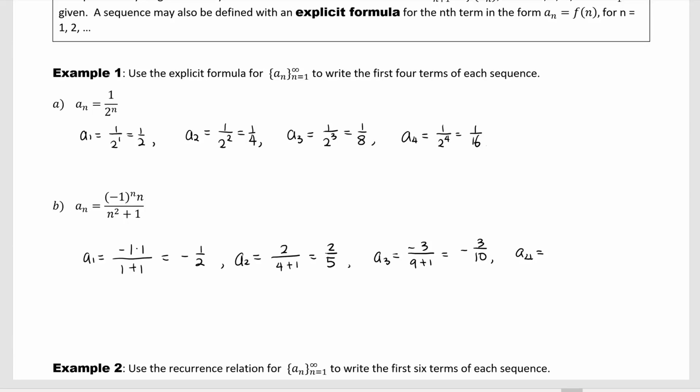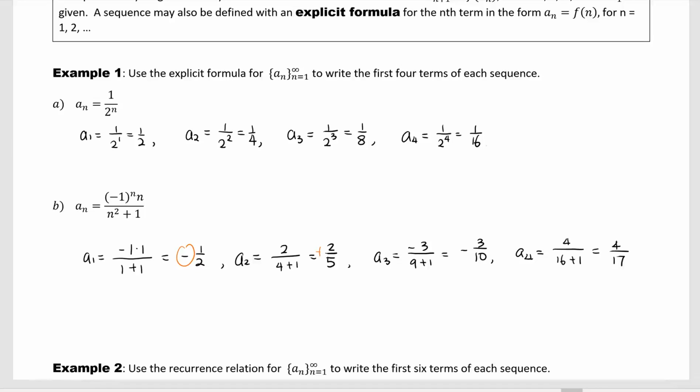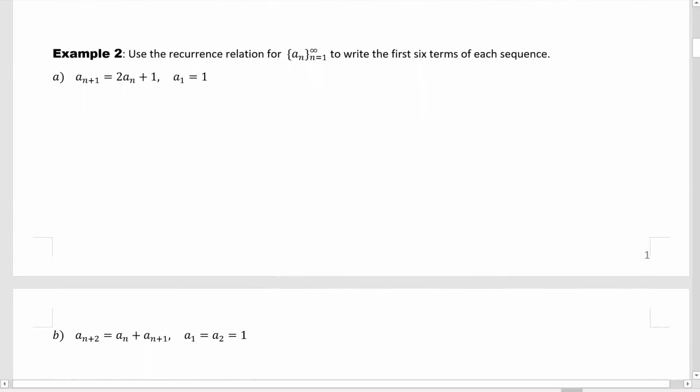a4 is minus 1 to the 4th is 1. So we have 4 over 4 squared, 16 plus 1. So 4 over 17. Okay, so you can see the terms. This is negative, this is positive, this is negative, this is positive. So you can see that the terms alternate the sign, plus minus plus minus. So actually this is an alternating sequence. Okay, and let's look at example 2.